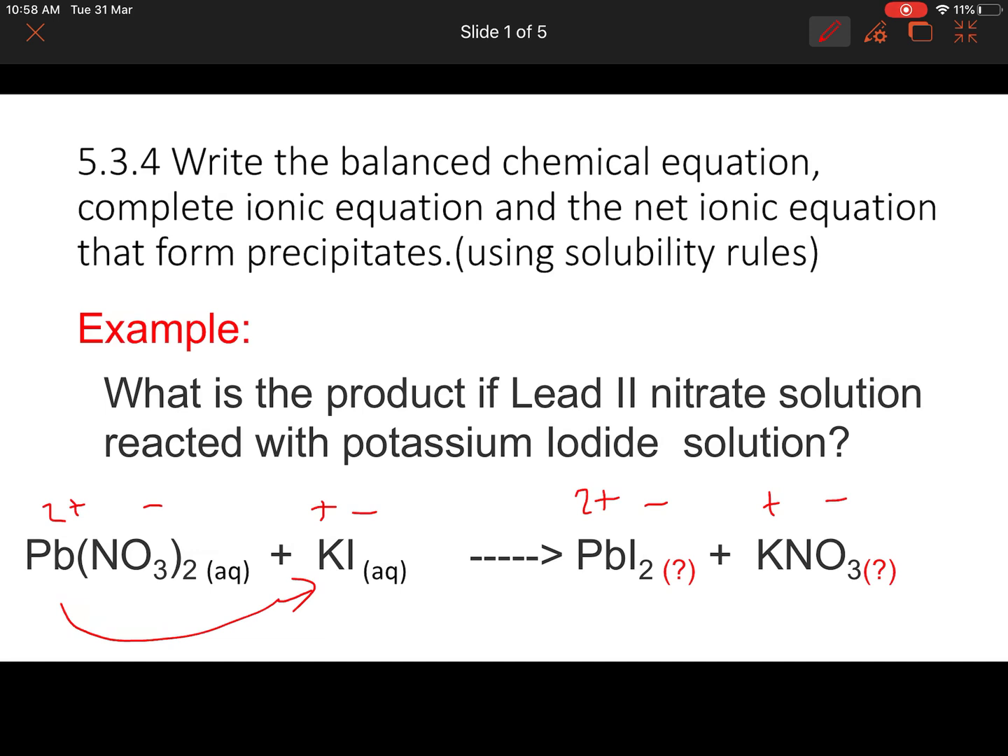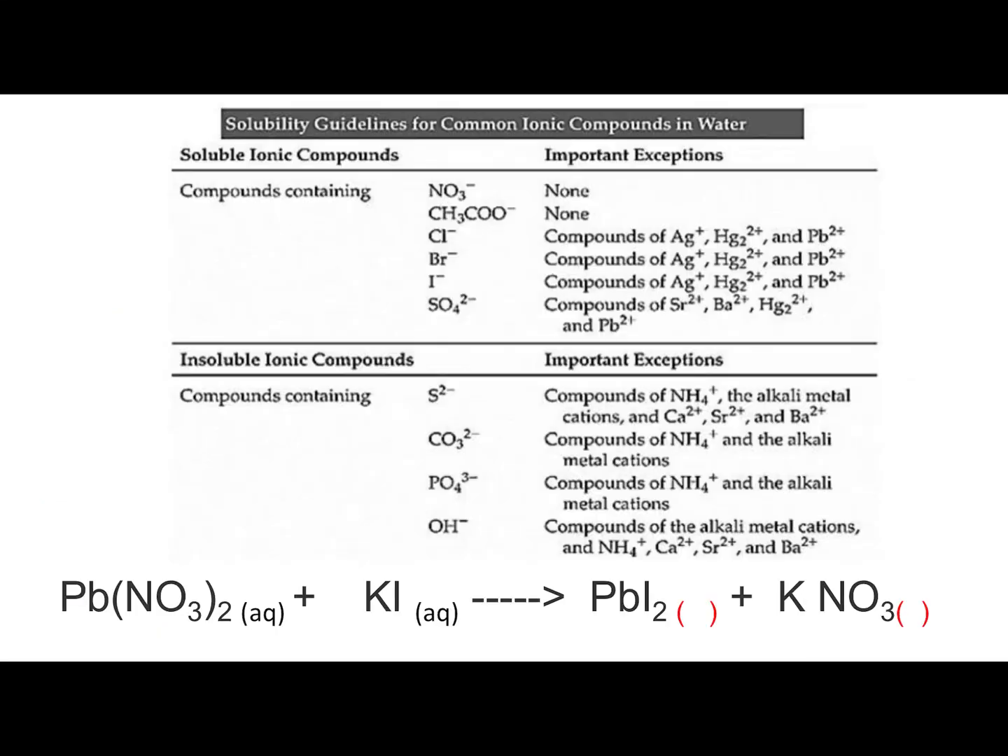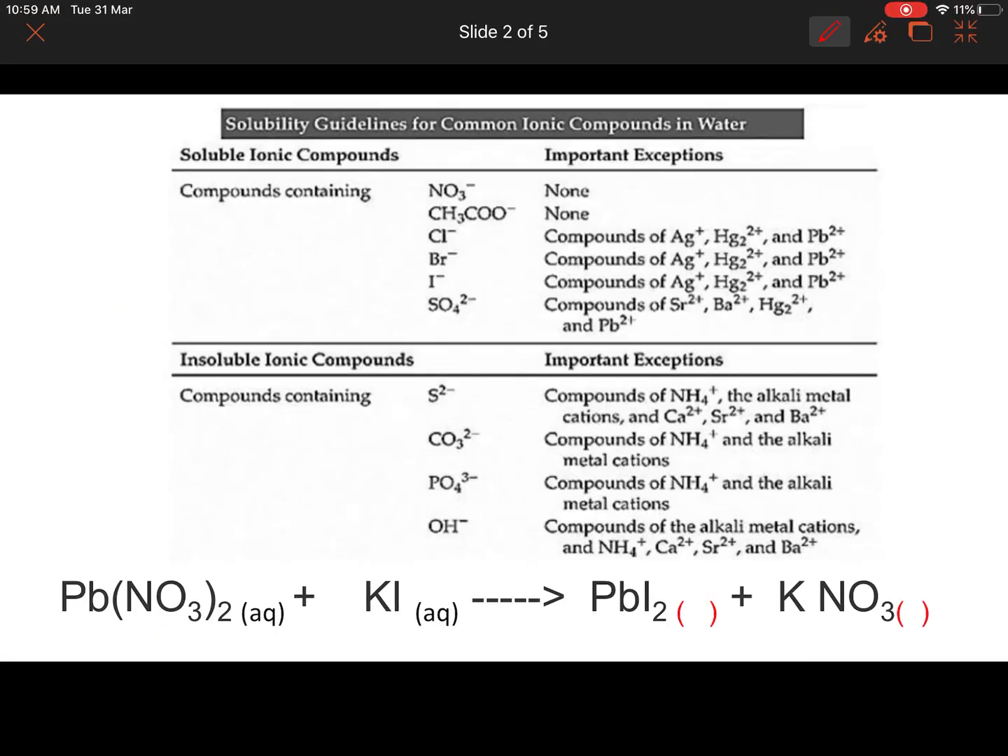Now the second step. If we have this skeleton chemical equation, we want to know first which one is aqueous and which one is solid, or which one is soluble, meaning aqueous, and which one is not soluble, meaning it precipitates, meaning it's solid. So in order to answer this question, we have to use the solubility rule. This is the solubility rule.